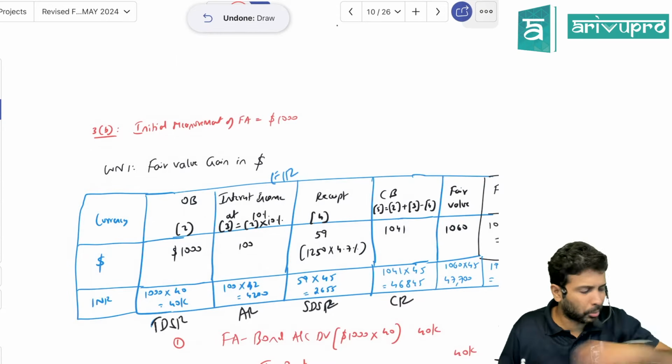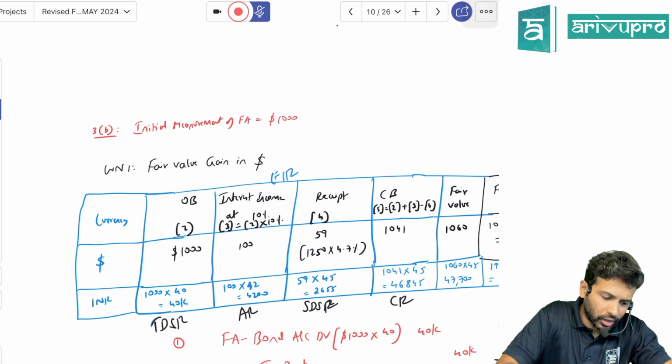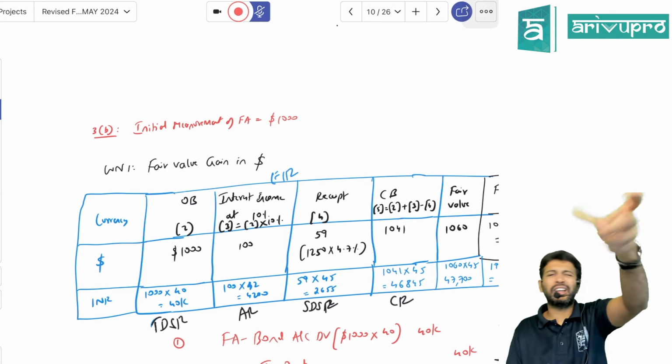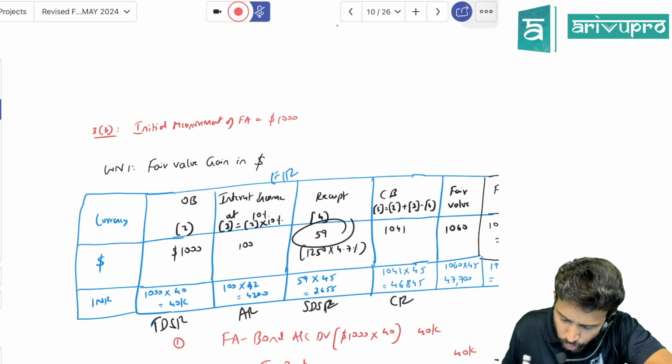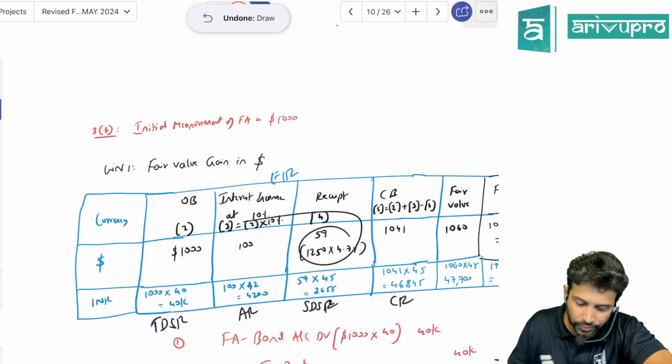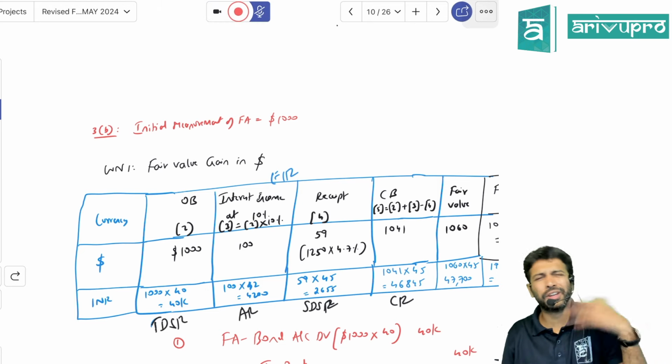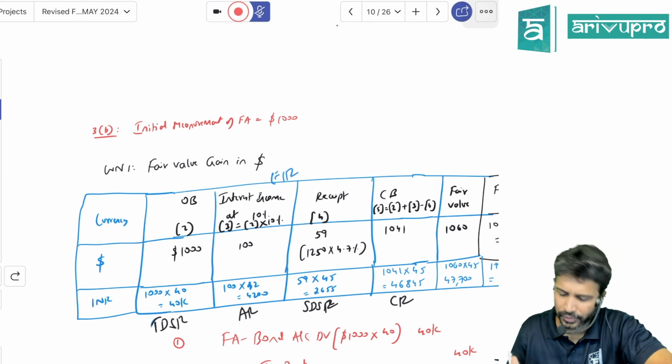You will get some amount. 1250 times 4.7%, if you do, you will get 58.75. But they told in the problem to round it off, so it's rounded off to 59. This is a requirement of the question. If the question had not told, you could have kept the decimal. It's fine. So this is the receipt.